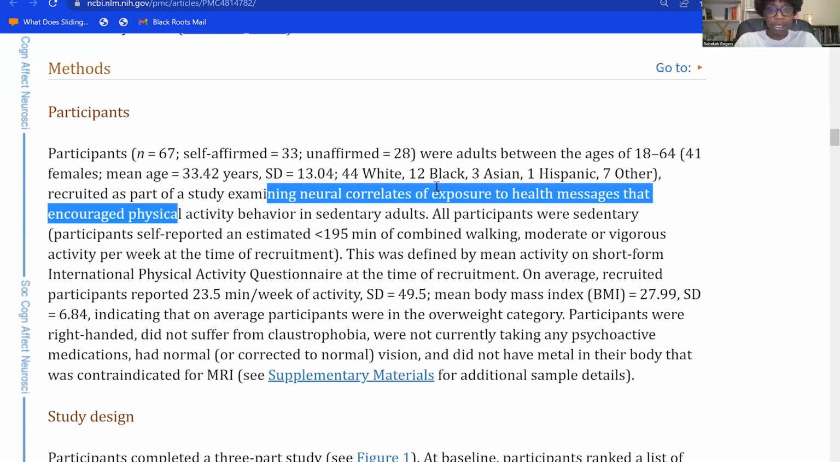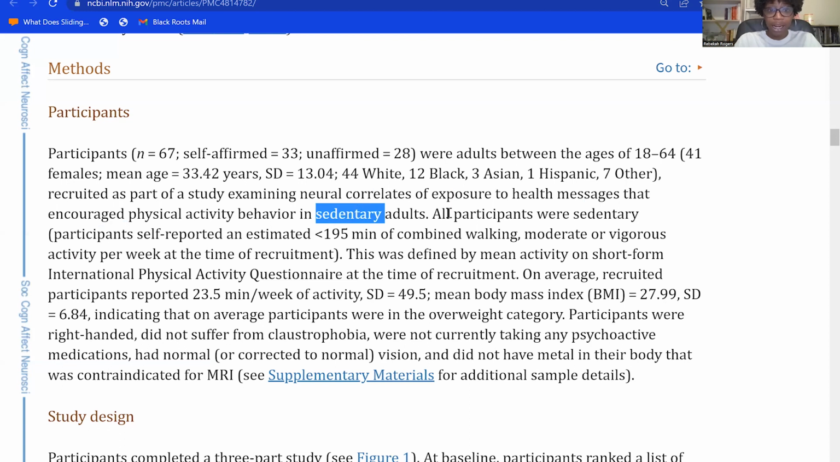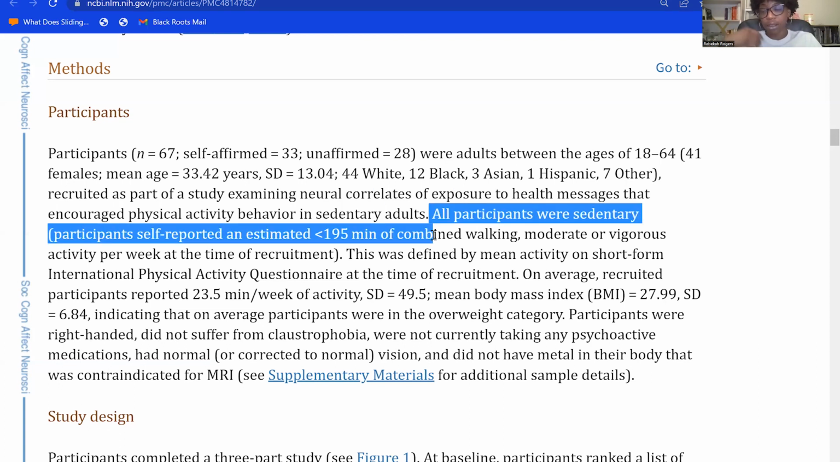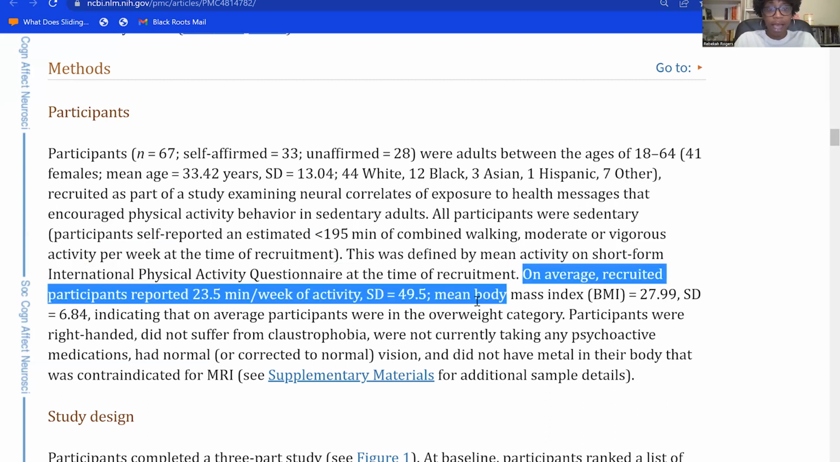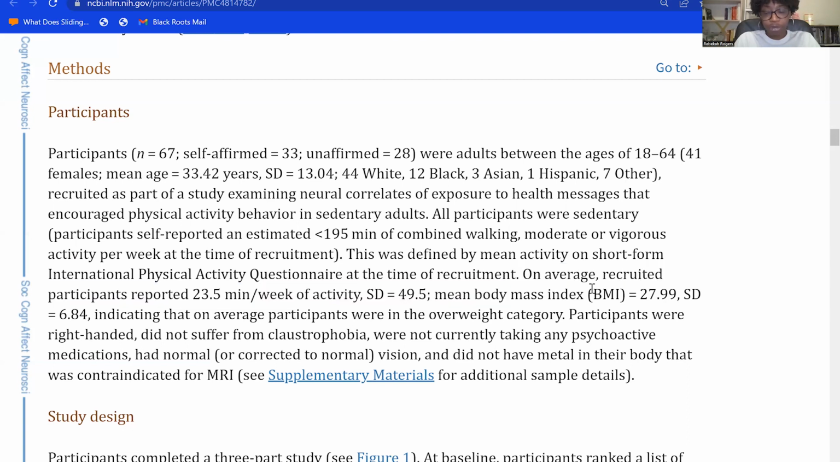They recruited health messages, sedentary adults. So all participants were sedentary. Now it's bringing in a whole lot of other things that weren't necessarily talked about previously, like sedentary based on the amount of activity they're doing. Maybe it's talking about lifestyle changes or something like that. I don't know. But they're adding in the fact that these people had to be sedentary. And then it defines what sedentary actually means. And then because of that, their BMI, all of the other sedentary things, they're going to be overweight. So these people were predominantly white, predominantly female, and predominantly overweight, and all had to be sedentary.